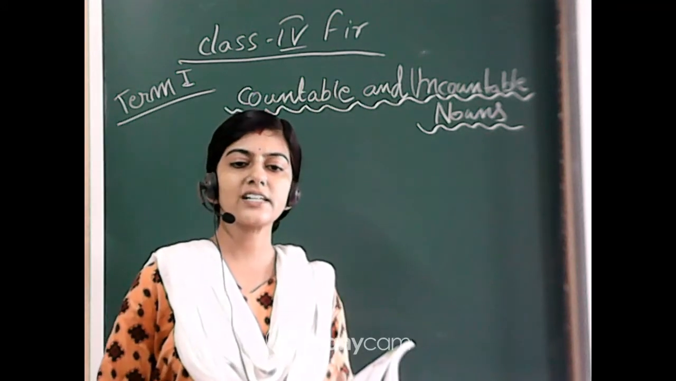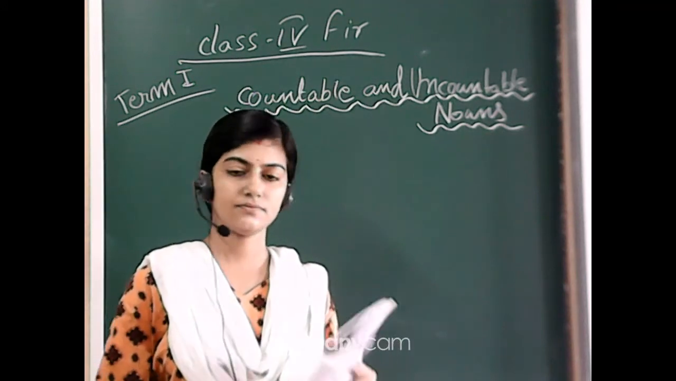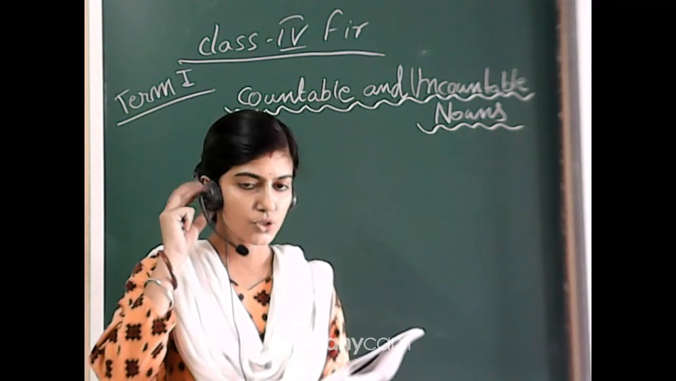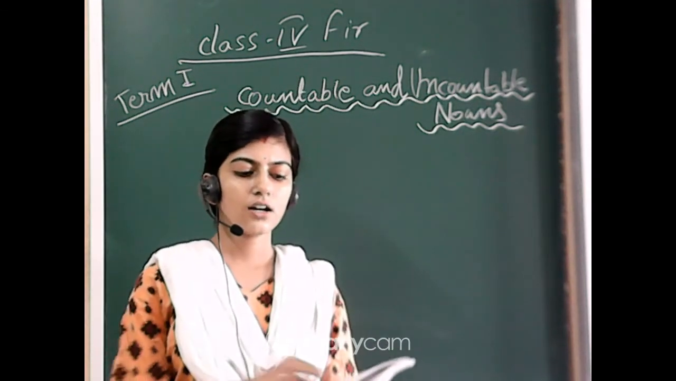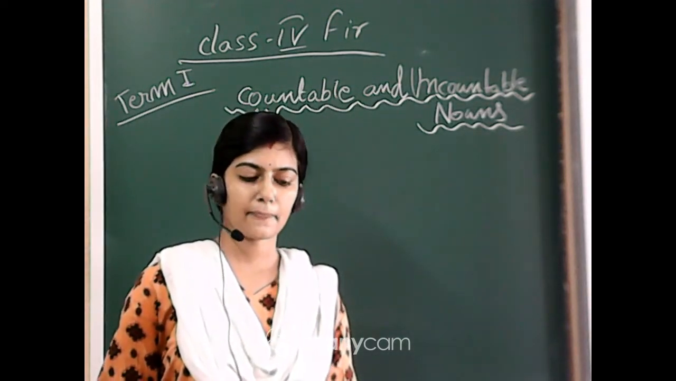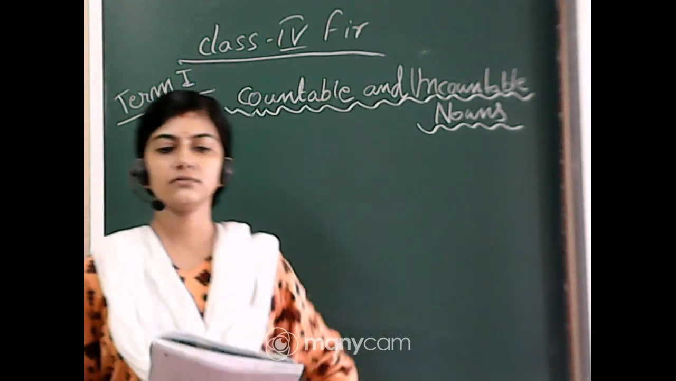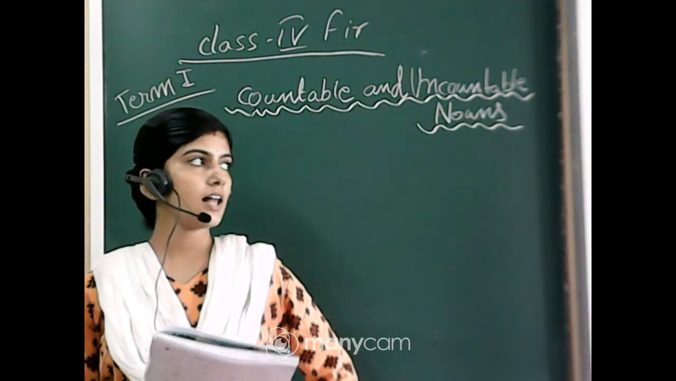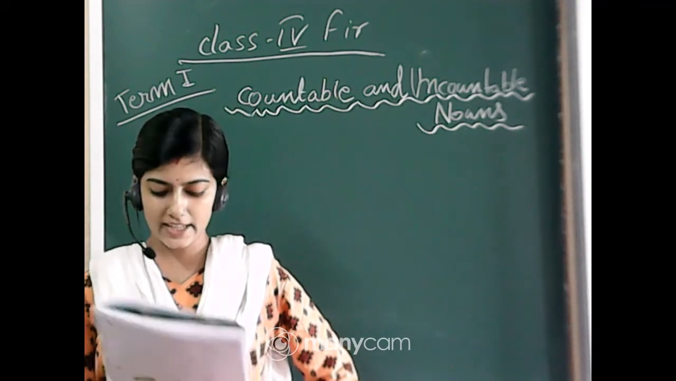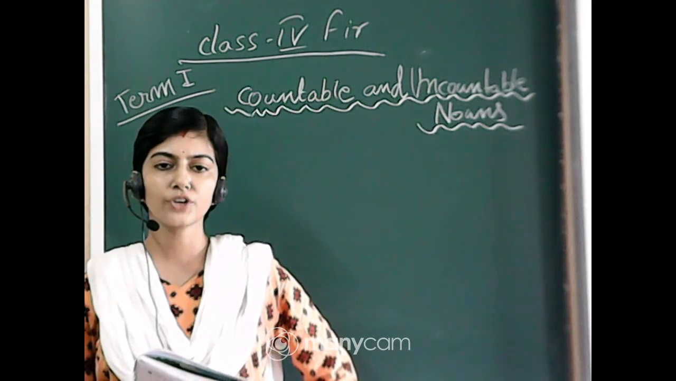So we have completed collective nouns. Today we are going to start countable and uncountable nouns. Chapter number 10, that is countable and uncountable nouns, page number 22 of your grammar book.